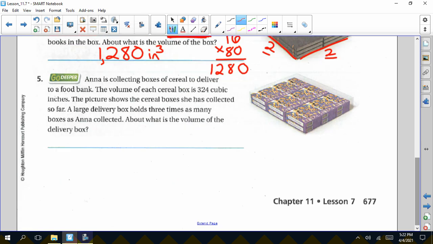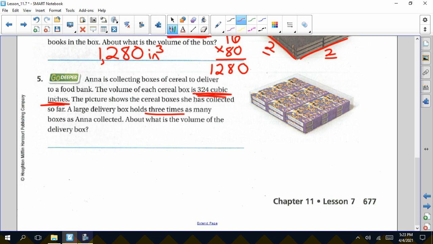Number 5, Anna is collecting boxes of cereal to deliver to a food bank. The volume of each cereal box is 324 cubic inches. The picture shows the cereal boxes she collected so far. A large delivery box holds 3 times as many boxes as Anna has collected. About what is the volume of the delivery box?